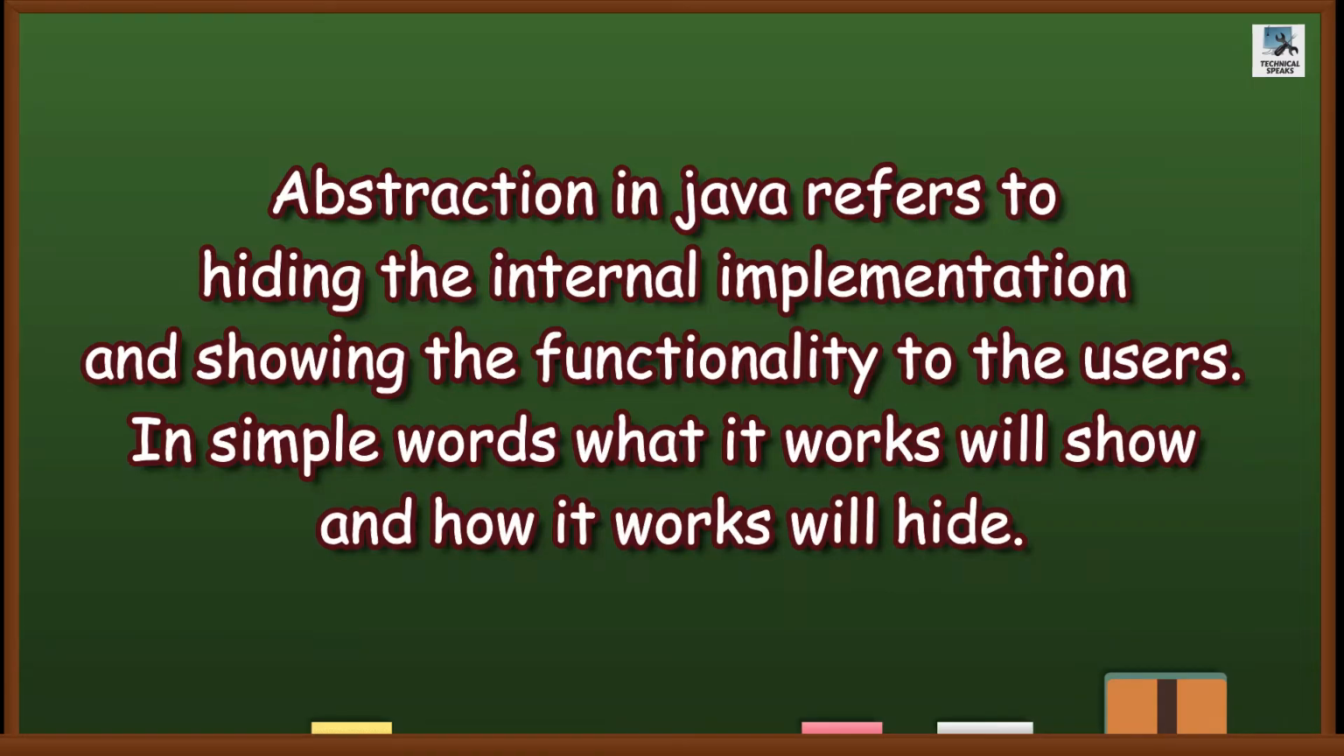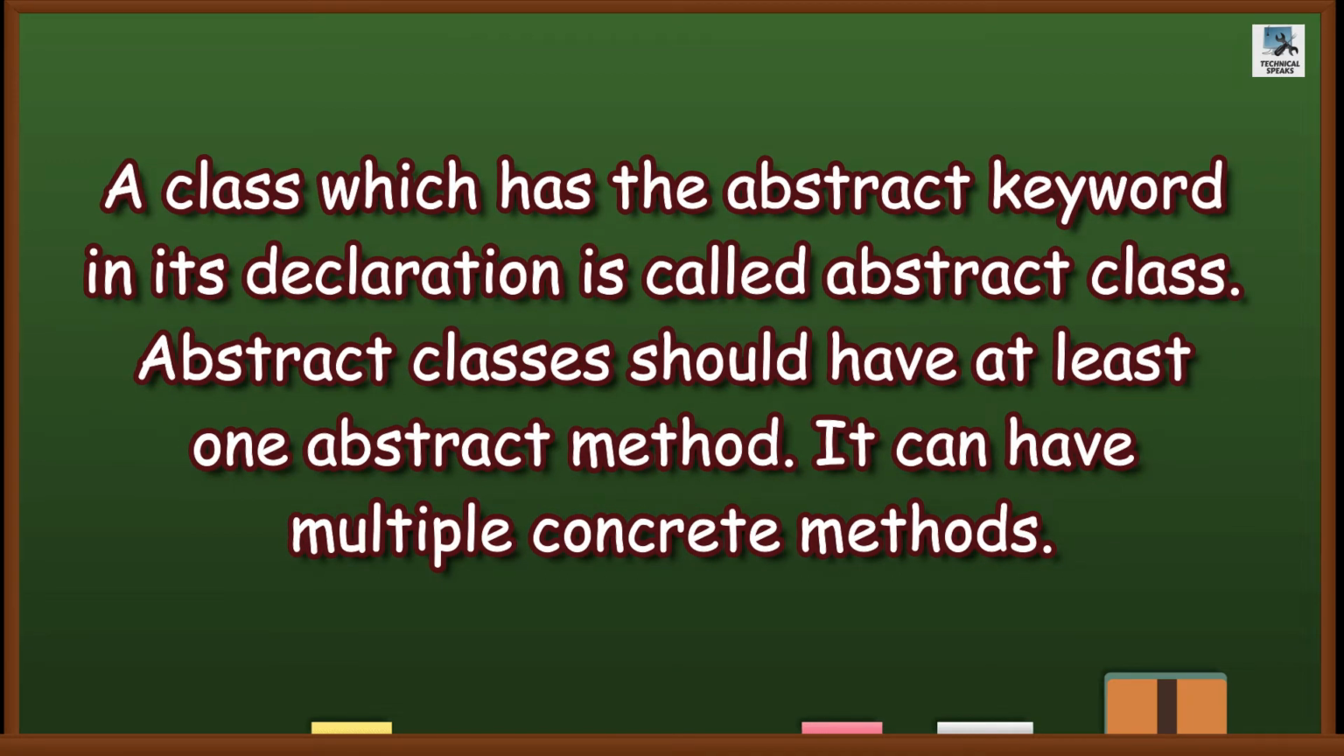Let's recap first. Abstraction in Java refers to hiding the internal implementation and showing the functionality to the users. In simple words, what it does will be shown and how it works will be hidden, right? And a class which has the abstract keyword in its declaration is called an abstract class. Abstract classes should have at least one abstract method. It can have multiple concrete methods.